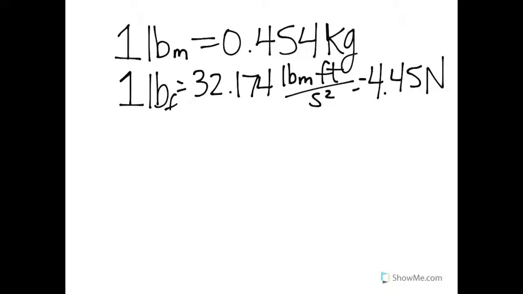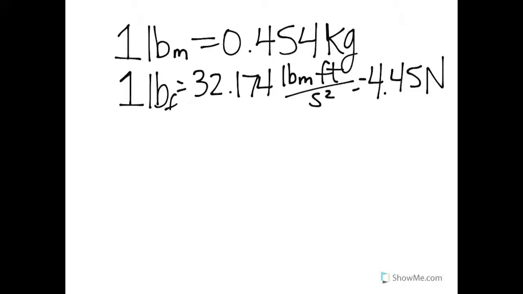Now, the basic conversion factors that are already known are that 1 pound mass equals 0.454 kilograms, and 1 pound force is equal to 32.174 pound mass feet per second squared, and it's also equal to 4.45 newtons. Now, you might say, what the heck is the difference between these two?